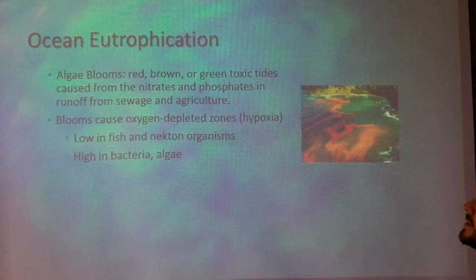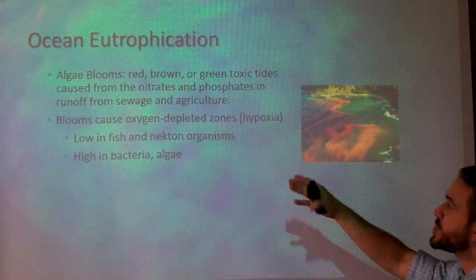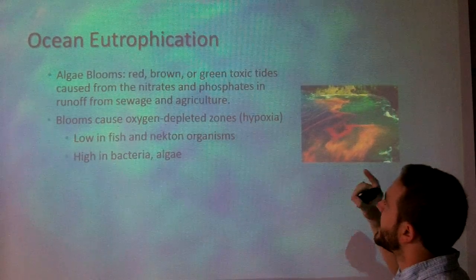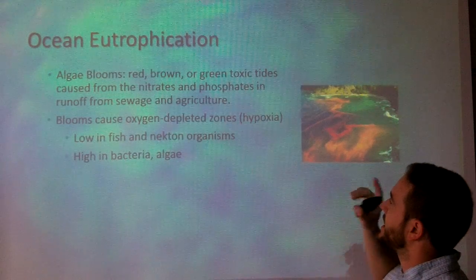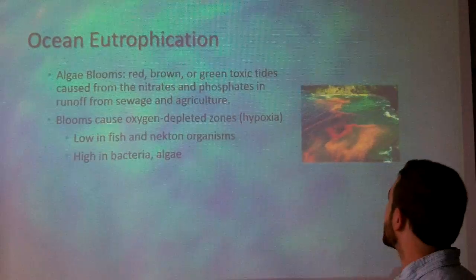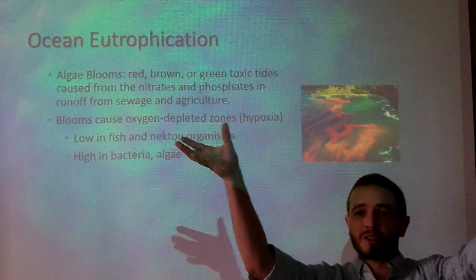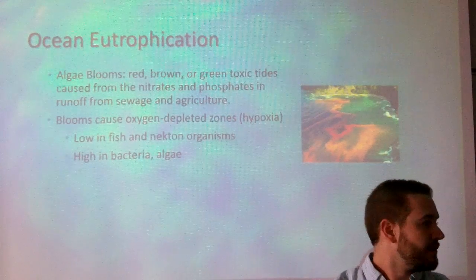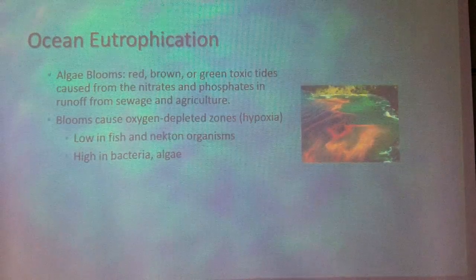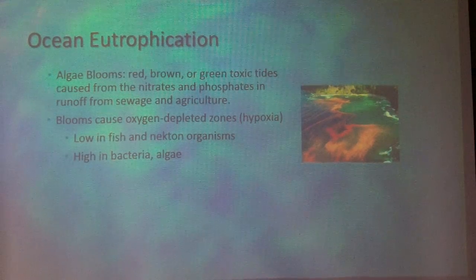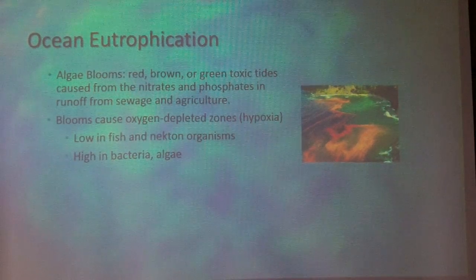Ocean eutrophication, right? That's the over-nourishing of the ocean. Algae blooms, red tides, brown tides, green toxic tides caused by the nitrates and phosphates that run off from sewage and agriculture. So think about the Mississippi River, all that farming along the Mississippi River. All that dumps into the river, all of that eventually flows into the Gulf.